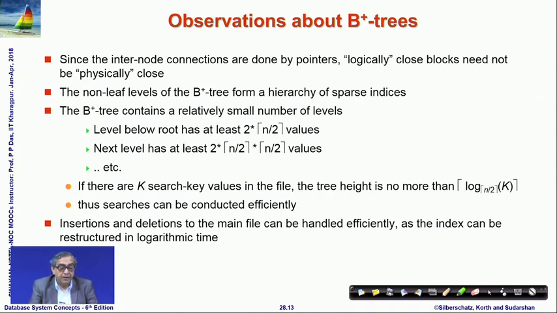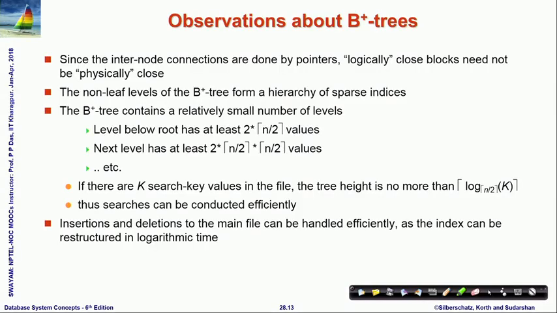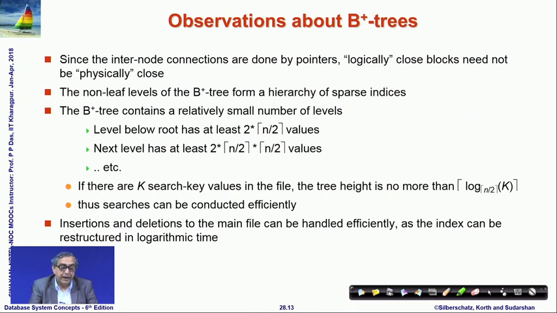So, B plus tree contains a relatively small number of levels. We will see what that would be. What will happen if the level below the root has two values at least, and below that will have n/2 values, because every node has to be at least half filled. We have said every node will have n/2 to n links, it cannot be less than n/2 links. So, the next level has n/2, then the next level has 2 into n/2 into n/2, and so on.